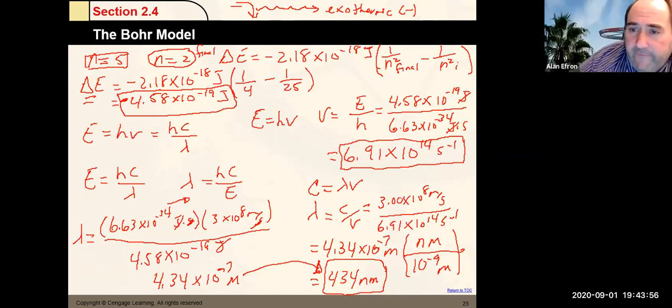So just for reference, in terms of 434 nanometers, if you look in the visible part of the spectrum, we're shooting like blue in terms of that color. So this is a blue.